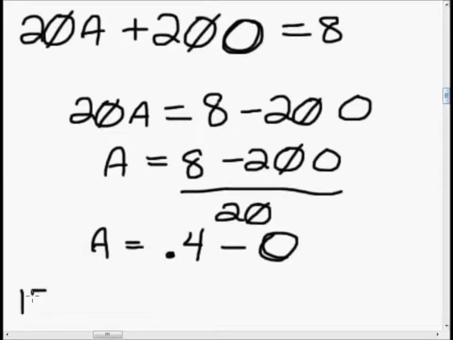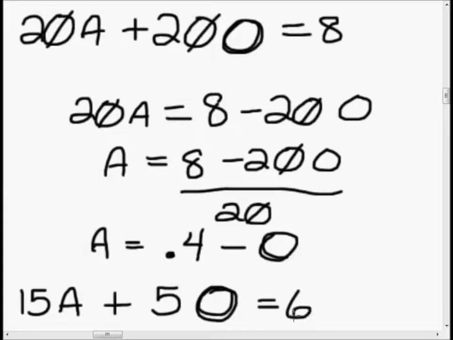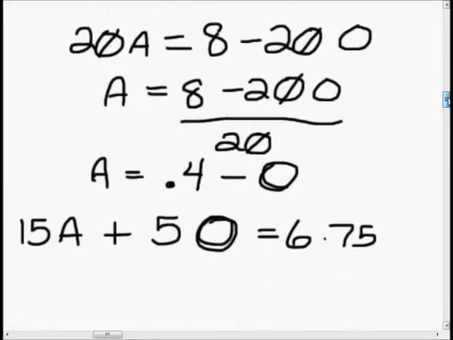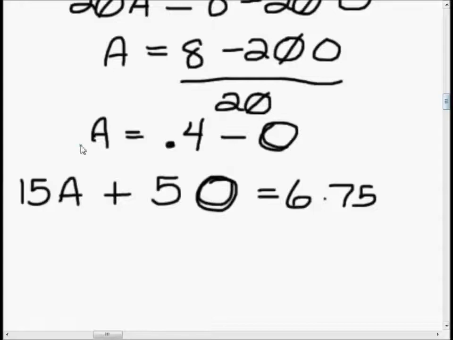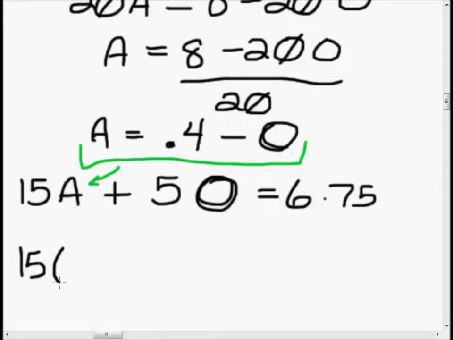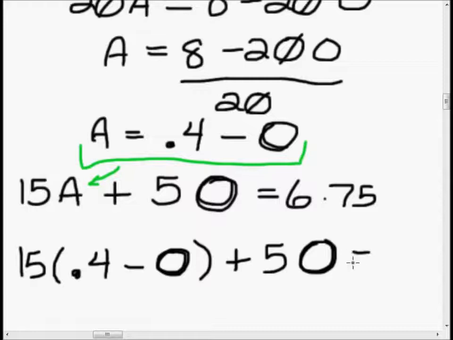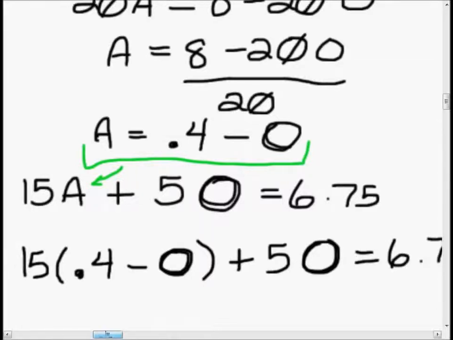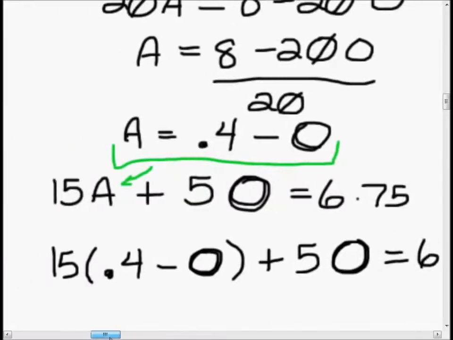So we have 15A plus 5 oranges, O, equals 675. Okay, so we're going to go ahead and plug this thing into this A, because we can do that. That's the nice thing about these problems. All they're saying is you can use different stuff and plug it in. So this is 15 times 0.4, or 40 cents, minus orange, plus 5 orange equals 675. I'm running out of room because I got big handwriting.